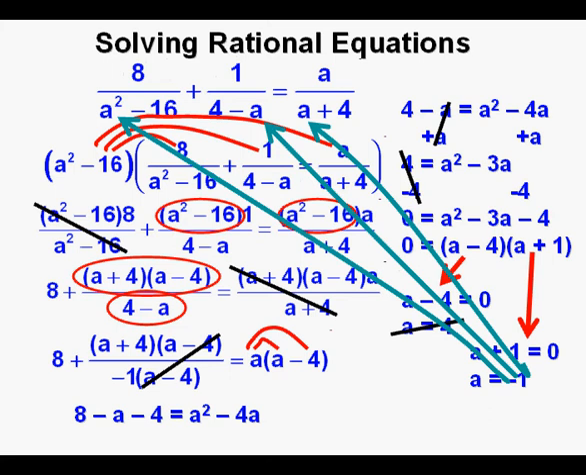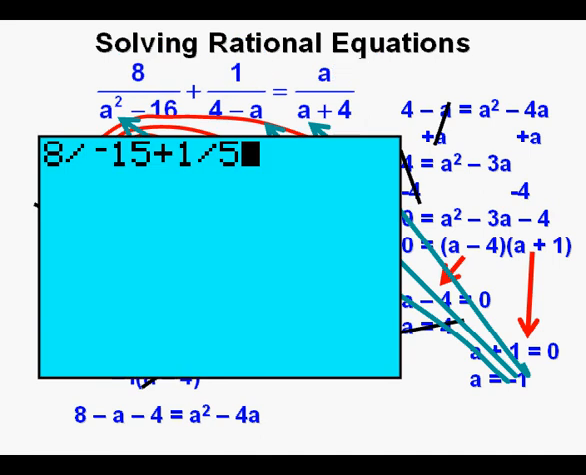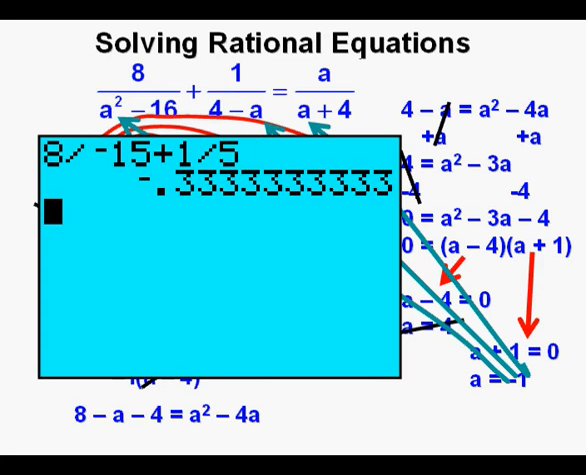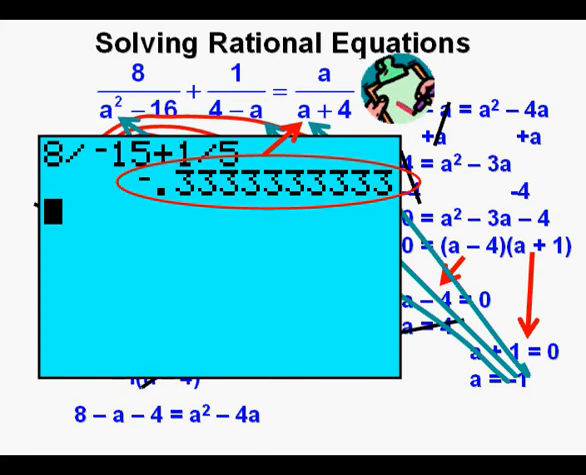Next we try out our other solution, a equals negative 1. And we see that it poses no difficulties for us in making any of these terms undefined. But as one last check, I will use the calculator. Substituting negative 1 for a, we have 8 over negative 15 plus 1 over 5. And that equals negative 0.333333 and so on, which is negative 1/3, which is exactly what negative 1 over negative 1 plus 4 would be on the right side of the equation, negative 1/3. So that checks as well.